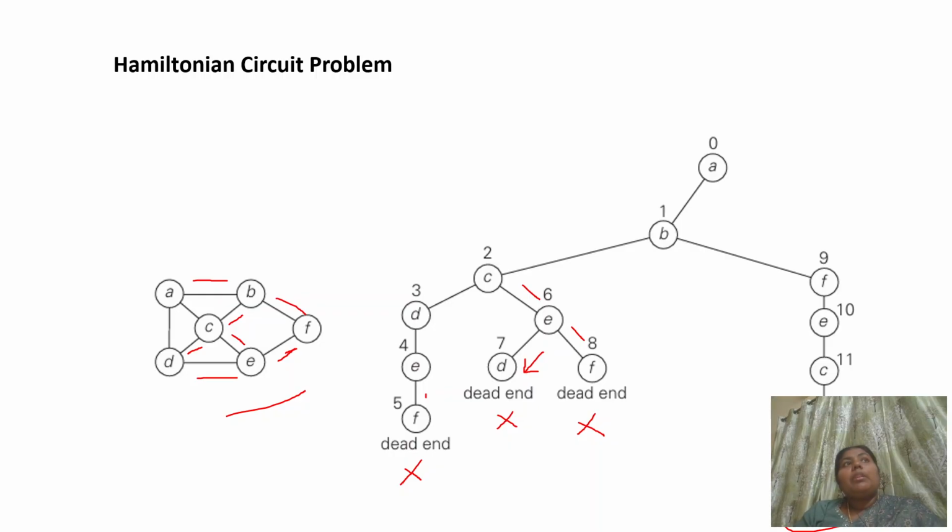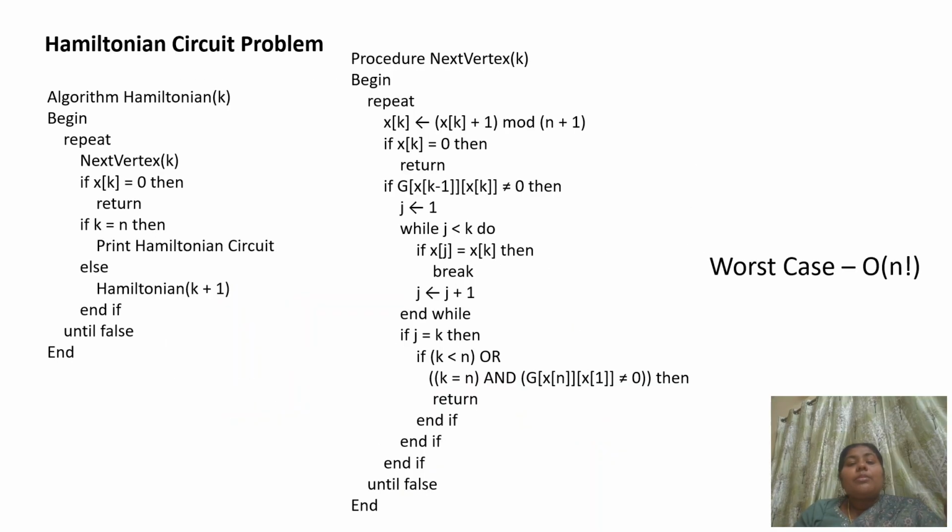So what is the Hamiltonian circuit problem? We have to start from a starting vertex. You have to visit all the nodes exactly once. All the nodes should be visited. If one vertex is not visited, then it is not a Hamiltonian circuit. You have to visit all the nodes. That is the concept of the Hamiltonian circuit. At the last, we have to reach the starting vertex.